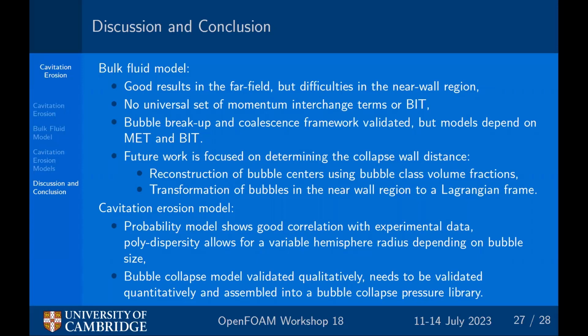The future work is focused on determining the location of the bubble collapse near the wall by either reconstructing the bubble centers or transforming these bubbles near walls into Lagrangian structures. And for cavitation erosion models, the first idea is to expand the probabilistic model to include different hemispheres depending on the size of the bubbles that are collapsing. So instead of considering a single set of cells, you would consider a different set of cells for different bubbles of different sizes. And lastly, the individual bubble collapses have been validated qualitatively, but they need to be validated quantitatively and assembled into a bubble collapse library for computation.